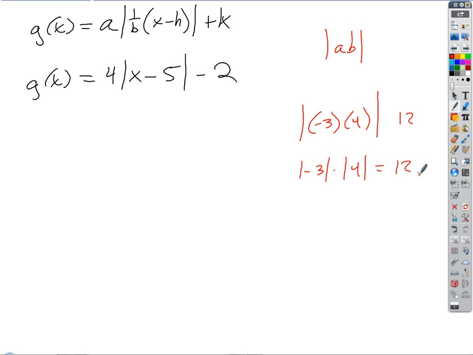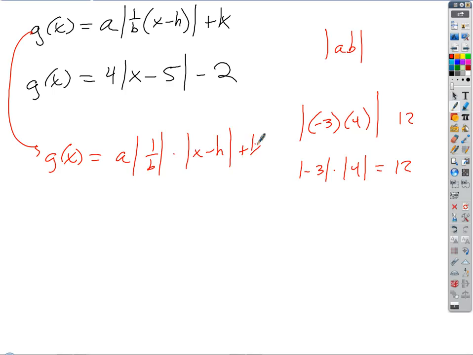Okay, so then what can I do with this stuff right here? Should be able to just lump that together, shouldn't I? I should be able to take this function and write that as a times the absolute value of 1 over b times the absolute value of x minus h plus k. And once again, all that's just one big number, right?